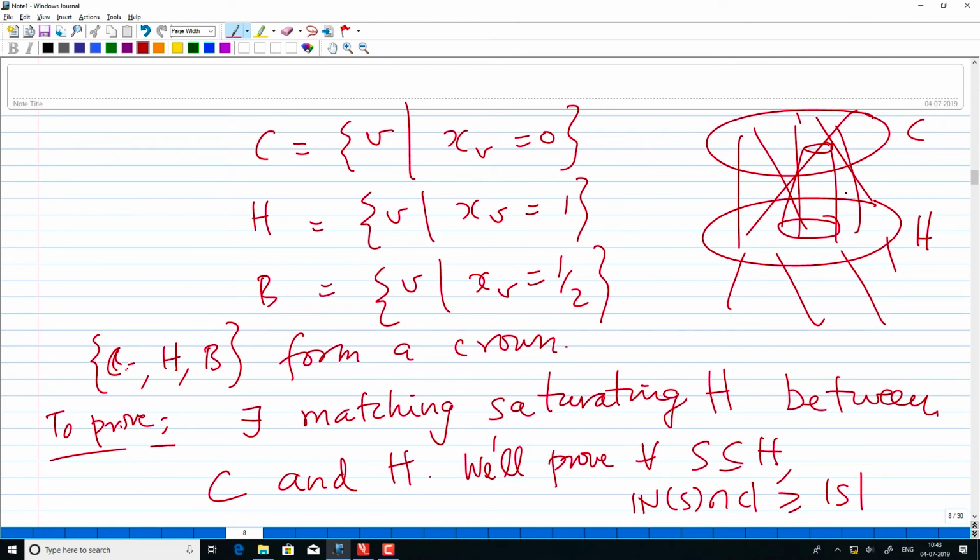So you can argue that it still is a feasible solution, but the overall LP value has dropped, which is a contradiction. And hence, every neighborhood should have a larger quantity, and there is a matching that saturates this. This whole thing is a crown.